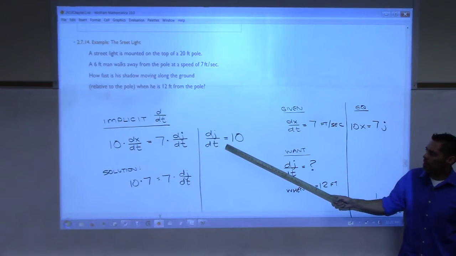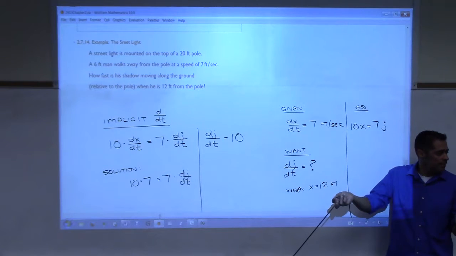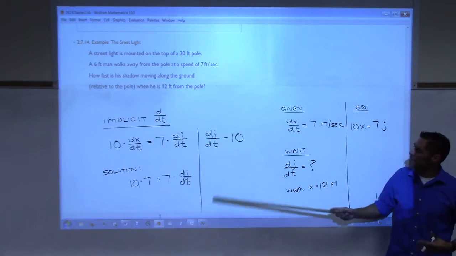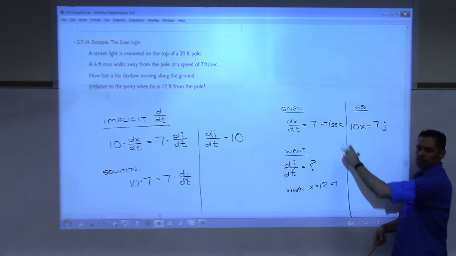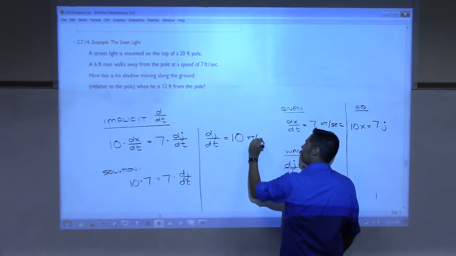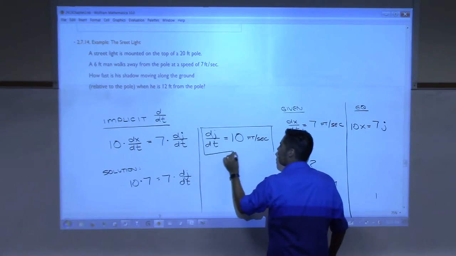Yeah, and now we have to figure out what the units are. So if you look back at our picture, j was the distance from the pole to the shadow, wasn't it? That's measured in feet. Time was in seconds, you can tell because of here. So our answer here should be what? Feet per second. That's the answer.